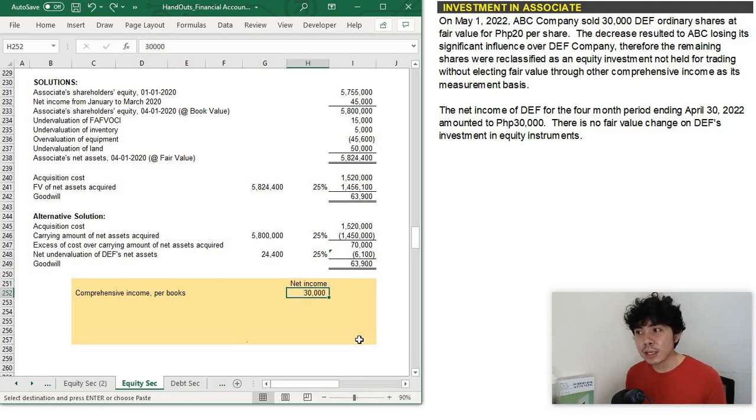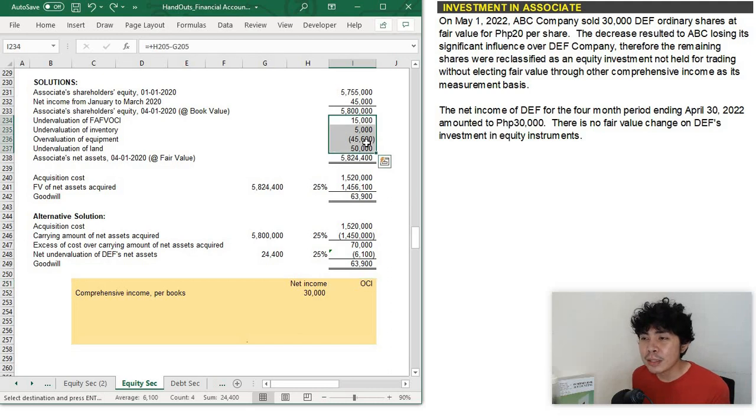At walang change sa fair value ng equity instrument ni DEF na measured at FVOCI. So, zero 'to. Ang ibig sabihin, comprehensive income niya during the 4-month period is only 30,000 pesos. So, yung 30,000 na yan, syempre, sa point of view niya yan. Ang tanong, yan ba ang sa point of view natin? Syempre, hindi. Kasi meron pa tayong i-amortize. At ano yun? Syempre, yung hindi pa na-amortize.